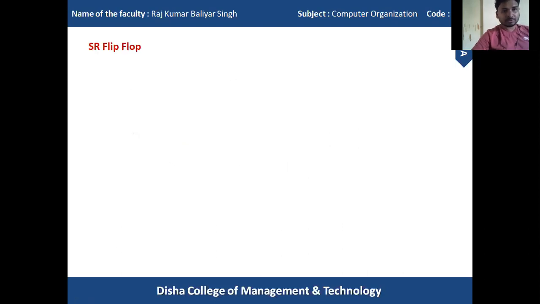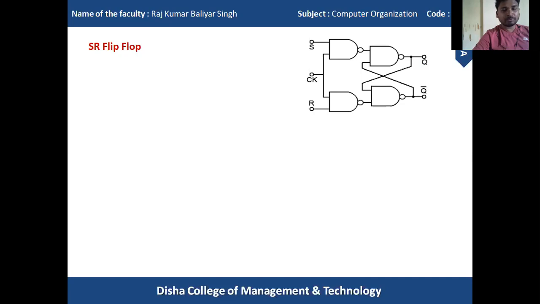So this is the structure of SR flip-flop, and the SR flip-flop is built with NAND gates. We have four NAND gates, and in this arrangement, this side is the input terminal in the form of S and R, and we are getting the output terminals Q and Q complement. At the input side we have another input terminal, that is CK. It is a clock.